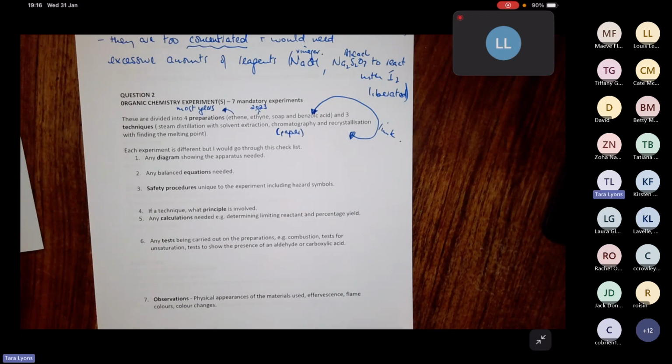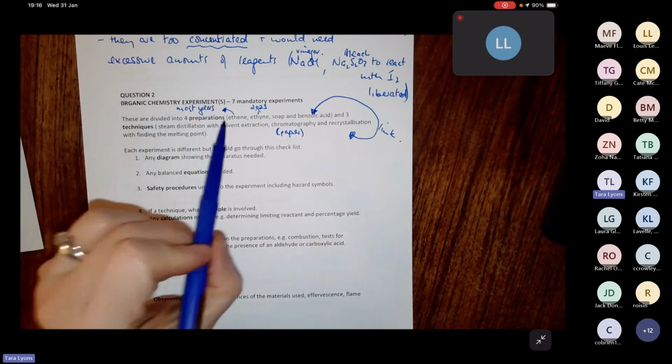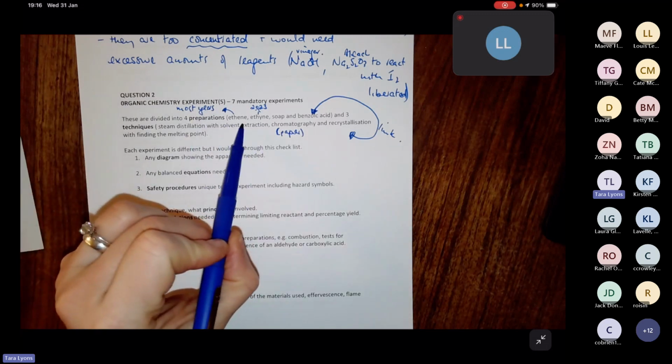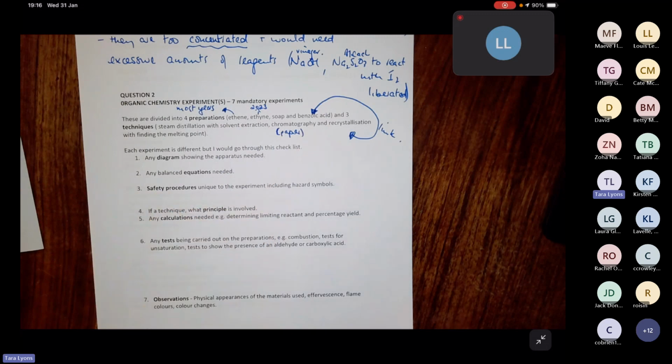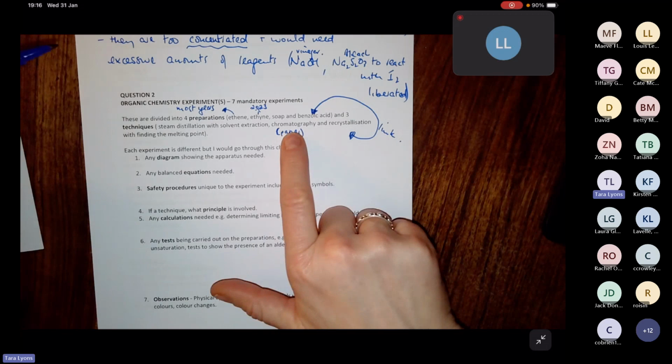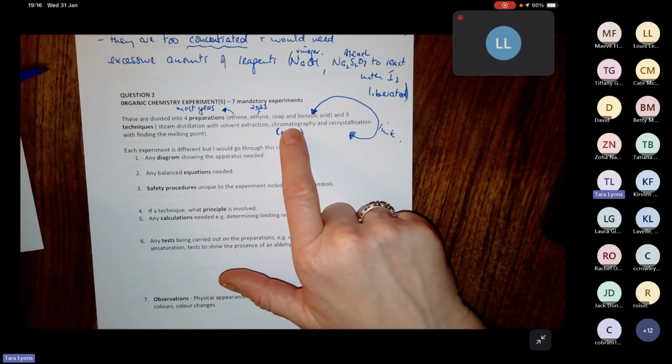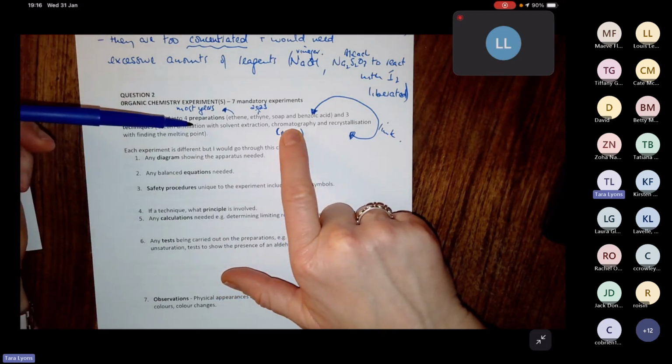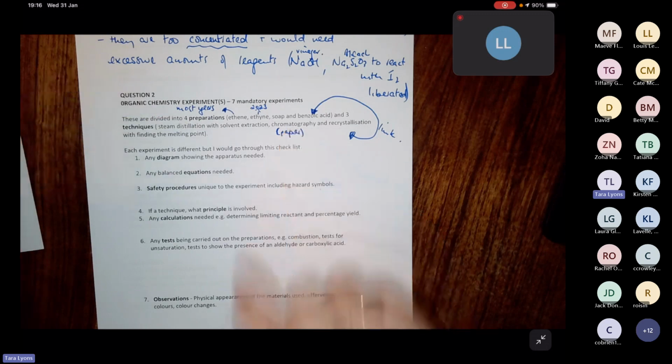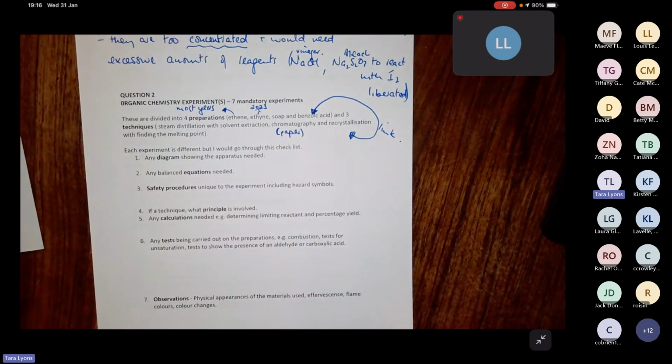Now, they can mix these experiments up. Several times ethene and ethyne came up together. Soap and benzoic acid have always come up on their own. They've never been mixed. But there have been questions where chromatography is part A of question 2 and steam distillation is part B or something like that. So you can't, like with question 1, kind of say to yourself, they're only going to ask me one of those experiments. They can ask you any of them and they can mix them up.